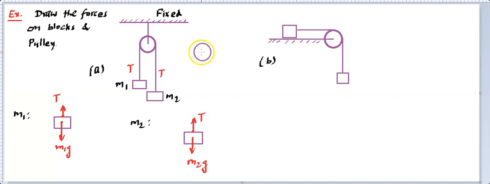Then you need to see the contact of this pulley. The pulley is connected with a string at this point, and that string goes like this, so along this string, and pulley forward. So you call it a pulley forward. That's going to be one tension acting on this pulley.